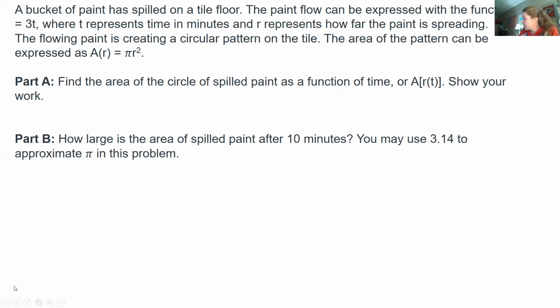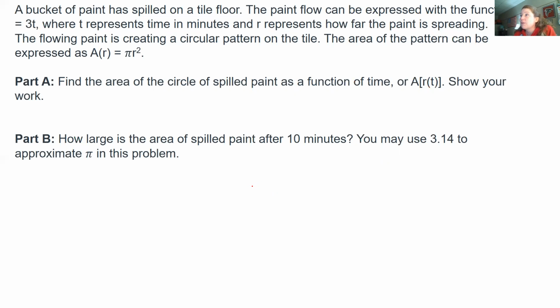Okay, all right, let's look at this problem. A bucket of paint has spilled on a tile floor. The paint flow can be expressed with the function R of t equals 3t, where t represents time in minutes and R represents how far the paint is spreading. The flowing paint is creating a circular pattern on the tile.